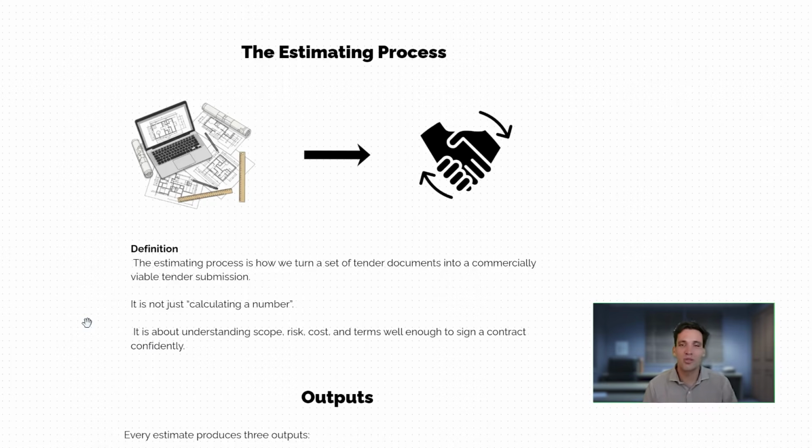The further modules of the course are going to be where we get into much more detail about things like calculating specific productivity rates, how to come up with different labor costs, how to get accurate subcontractor quotes and include them in your bid. That's all going to be covered later on in the course. This section is really just about understanding the overall process and how everything fits together.